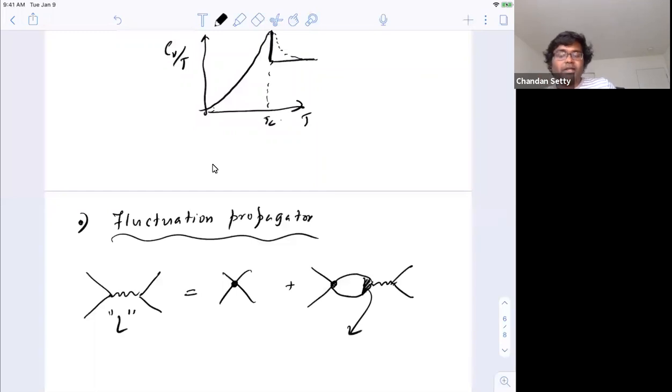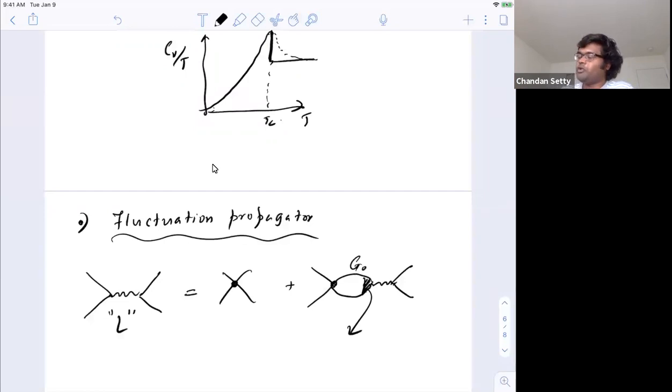If you're considering fluctuations of the simple BCS theory, in the absence of impurities, you can just have some non-interacting Green's function, G0, and you would have no vertex corrections. But typically that's not the case. You have impurities, you have some interactions, and so on and so forth. In which case you would have to solve the full Bethe-Salpeter equation.